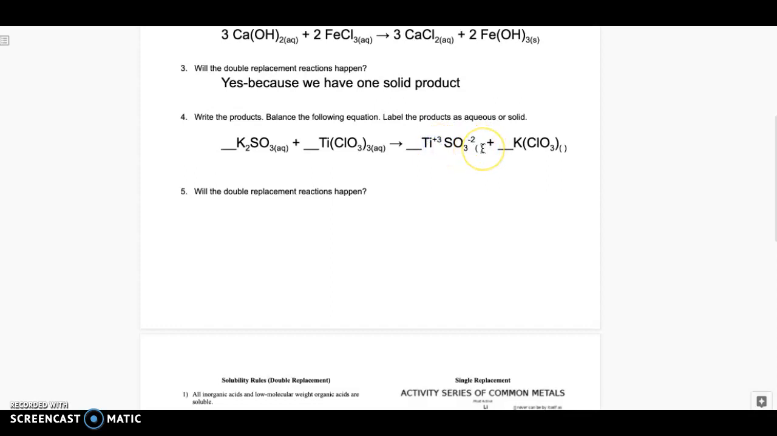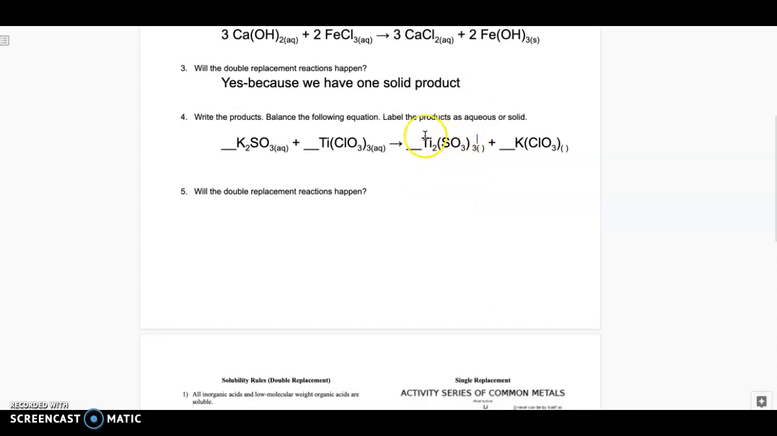So when I crisscross, the 2 comes down here. I get Ti2 and SO3, and a lot of us might put a 3 right here like this, but that's 33 oxygens. So when I do that, I have to put my polyatomic ion, sulfite, in parentheses. So I need 3 SO3s, and that's what I see right there. Okay, so that's the hardest part about this.